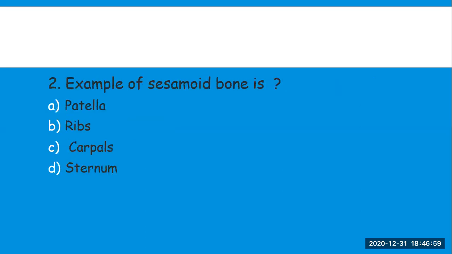Next question. Example of sesamoid bone is A. Patella, B. Ribs, C. Carpal, and D. Sternum. So in our body, there is only one sesamoid bone, and that is patella.